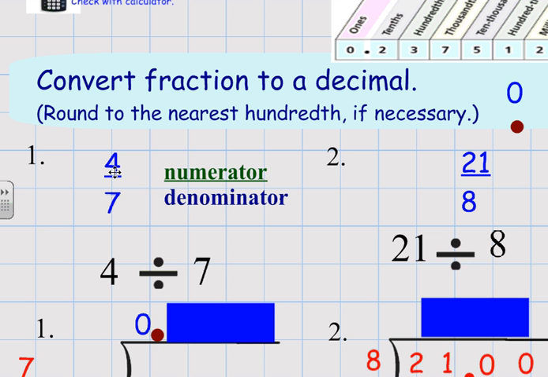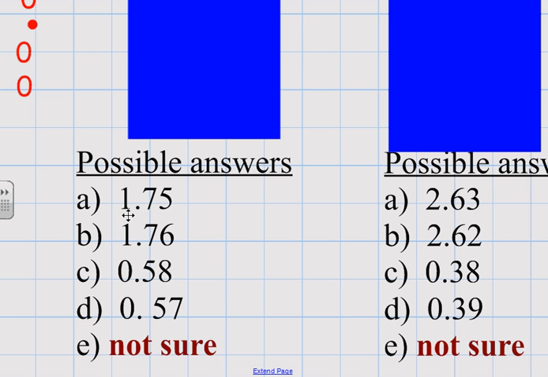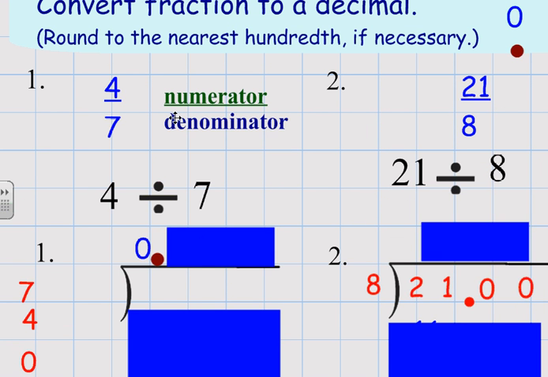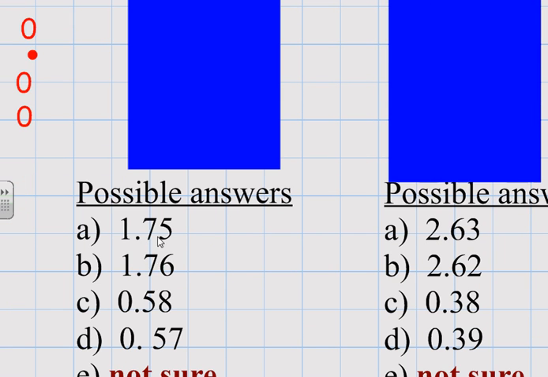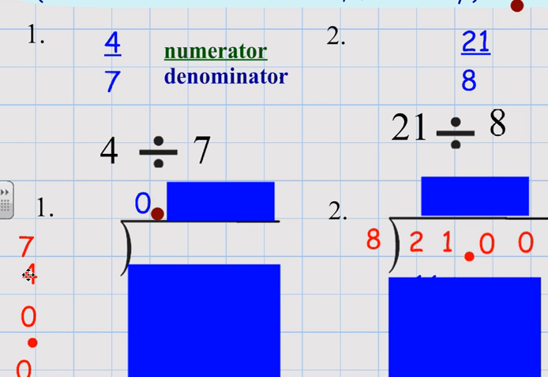A nice thing I like to do, if I ever have a multiple choice test, is look at the answers. I have 1 and 75 hundredths, 1 and 76 hundredths, 58 hundredths, and 57 hundredths. I should start using process of elimination on a couple of these in case I ever set the problem up wrong. We're going to have the numerator divided by the denominator, so that's basically 4 divided by 7. My answer is less than 1, so I should not get the first answers, A or B.